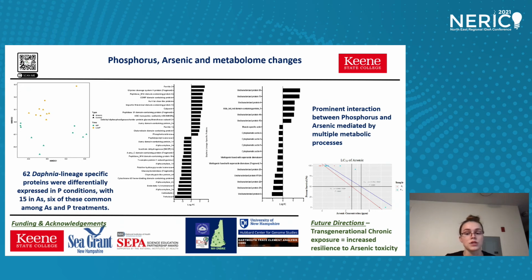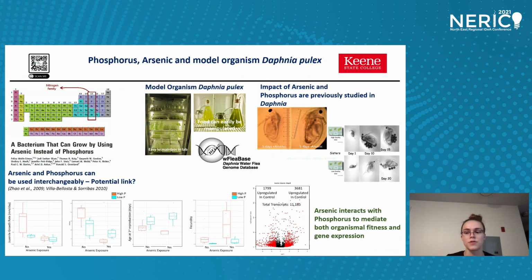So we define nutritional status as phosphorus supply due to phosphorus. Can you go back a slide, please? Due to phosphorus and arsenic being in the same group on the periodic table, and thus having similar biochemical properties, along with some organisms being able to use them interchangeably. We study this in our model organism Daphnia pulex due to their cost-effective maintenance, fully sequenced genome, and their easily manipulated food source. Studies have tested the effects of phosphorus supply and arsenic separately on Daphnia, but not together, and that's what we study as their interactions.